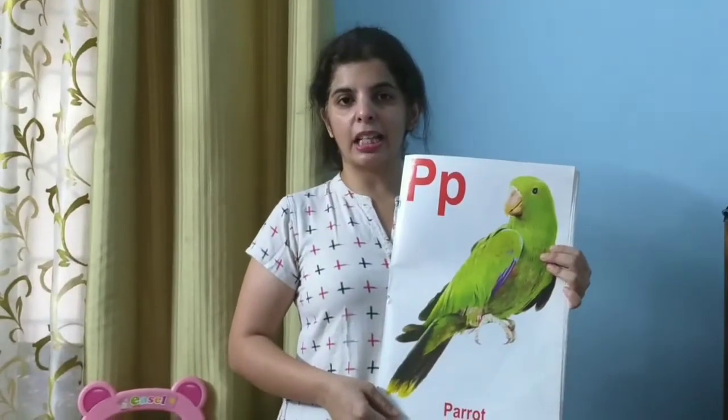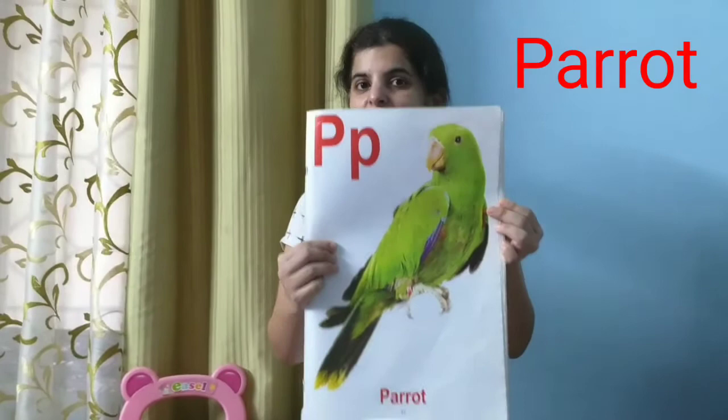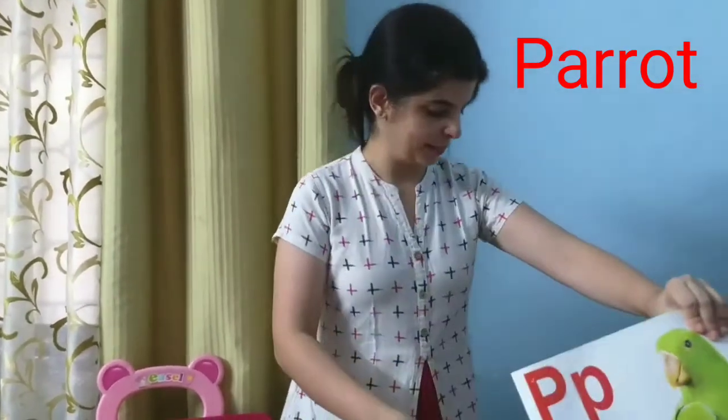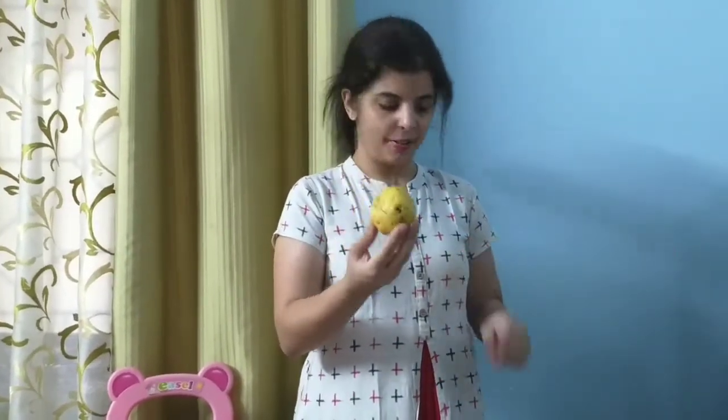Twice the word starting with P again. P for parrot. Parrot. P for pear. This is a pear. P for papaya. Papayas can be green and yellow in color. Papaya. P for peas. These are peas.